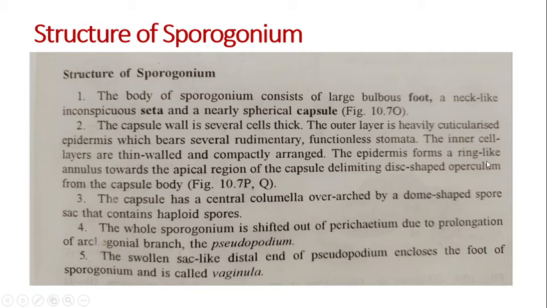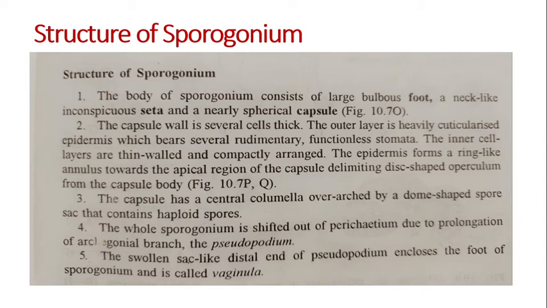The epidermis forms a ring-like annulus towards the apical region of the capsule, delimiting the disc-shaped operculum present on the capsule body. So there is a disc-shaped, cap-like structure on the capsule, known as the operculum, and it is covered by a ring-like structure known as the annulus. So remember these two terms. The operculum is a disc-shaped structure at the apical region of the capsule, and it is covered by the annulus, a ring-like structure.